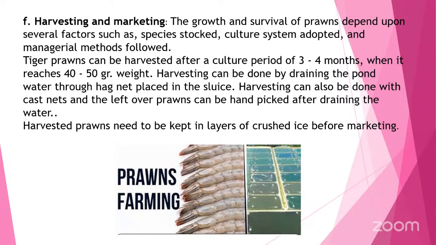Harvesting can be done by draining the pond water through a hag net placed in the sluice. Harvesting can also be done with cast nets, and the leftover prawns can be hand picked after draining the water. Then, harvested prawns need to be kept in layers of crushed ice before marketing.